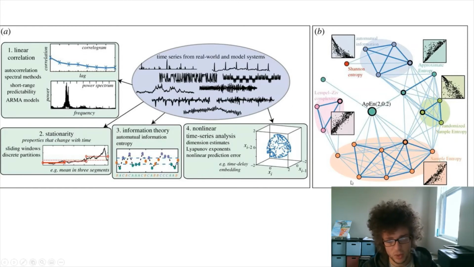So when you look at the results of this paper, essentially what they're trying to say is that there's a lot of different methods of time series, and there are correlations between some of these methods. So this is approximate entropy. We see that approximate entropy is kind of close to a lot of these other measures of entropy.